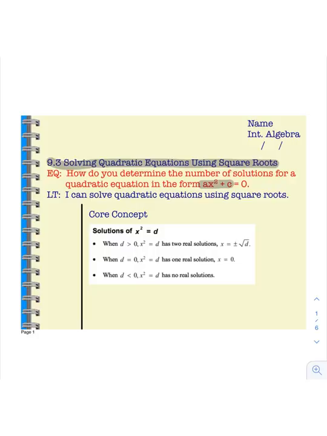Alright, so the core concept here is that when x squared equals d, if d is greater than 0, then there's going to be two real solutions, both the positive and negative square root of d. When d equals 0, then it has one solution, x is 0. And if it's negative, it has no real solutions. We can't have the square root of a negative for it to be real.